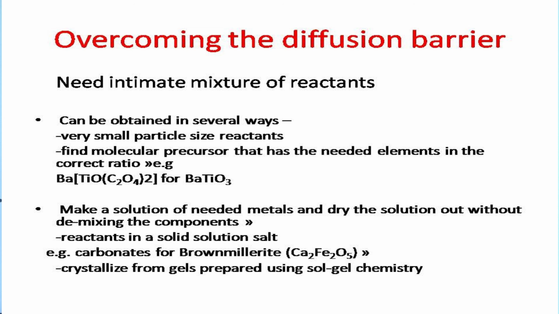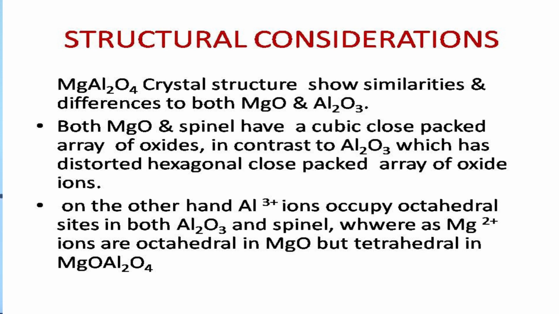In the second case also, they make a solution of the needed metals and dry the solution without demixing the components. That's another way of producing an intimate mixture of the reactants, which can give you the required rate of diffusion for making the products at a lower temperature and in a given duration. So this is the first step: how to ensure the intimate mixture of reactants, either through grinding and mixing or through the use of precursors, which can enable you to have intimate contact.